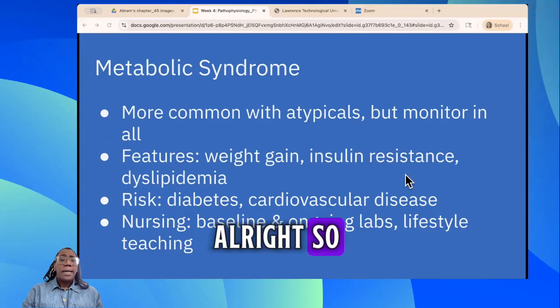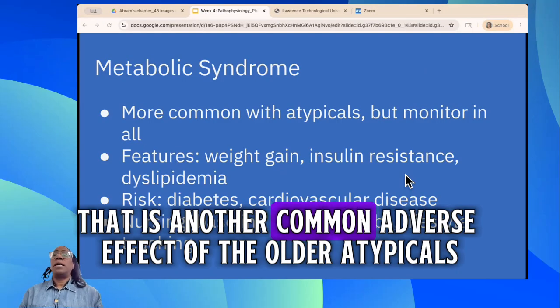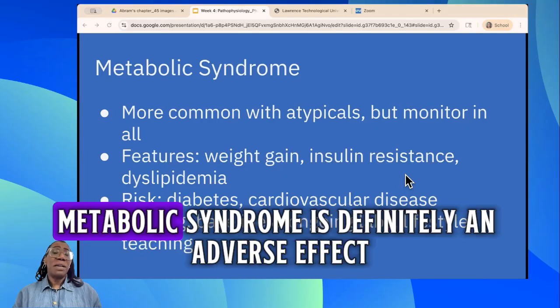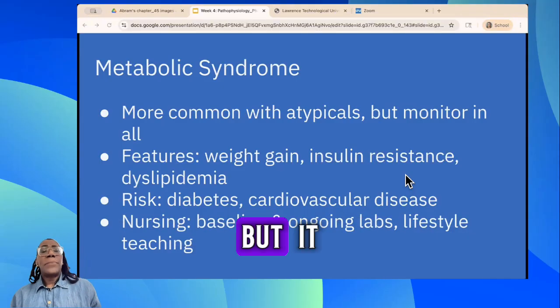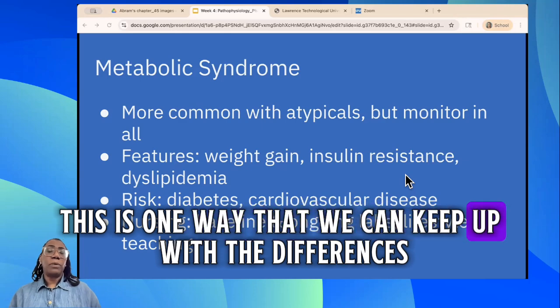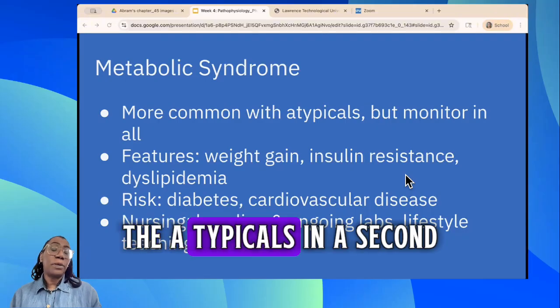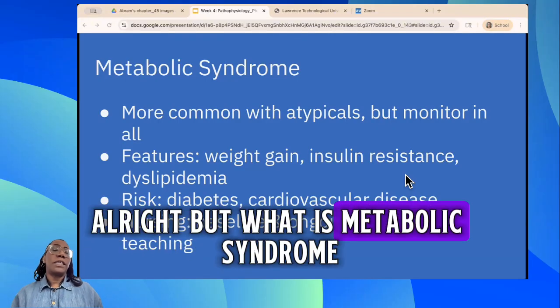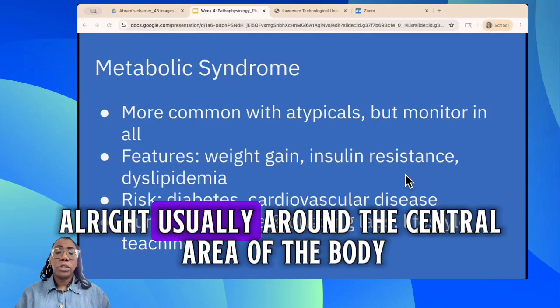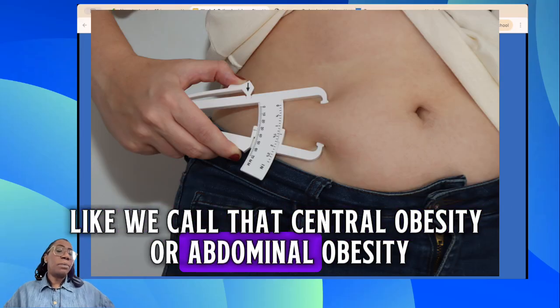All right, so metabolic syndrome, that is another common adverse effect of the older atypicals, those first generation. Metabolic syndrome is definitely an adverse effect associated with the typicals, but it's more common in the atypicals. So this is one way that we can keep up with the differences between the atypicals and the typicals. And we'll talk more about the typicals in a second, the atypicals in a second. All right. But what is metabolic syndrome? Weight gain, right? Usually around the central area of the body, like we call that central obesity or abdominal obesity.